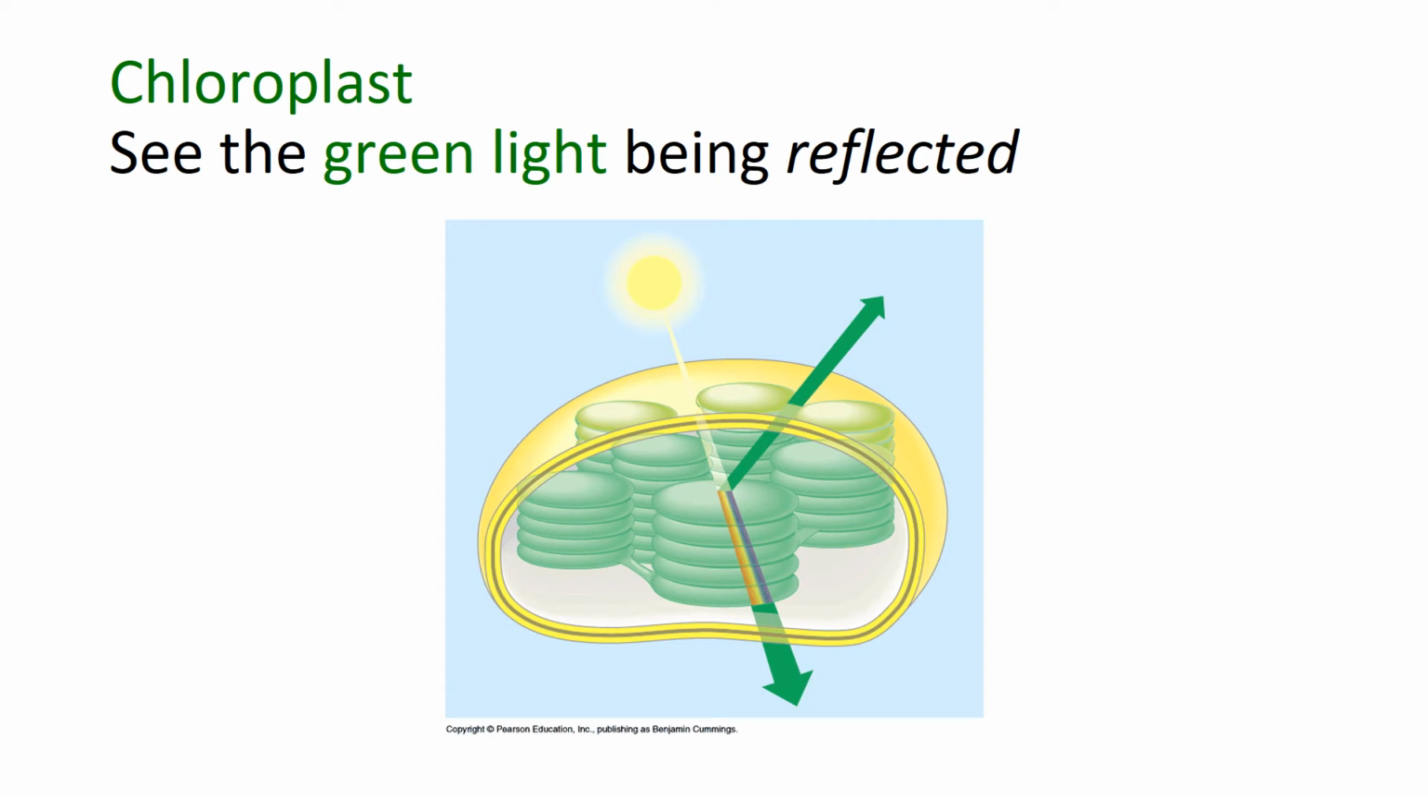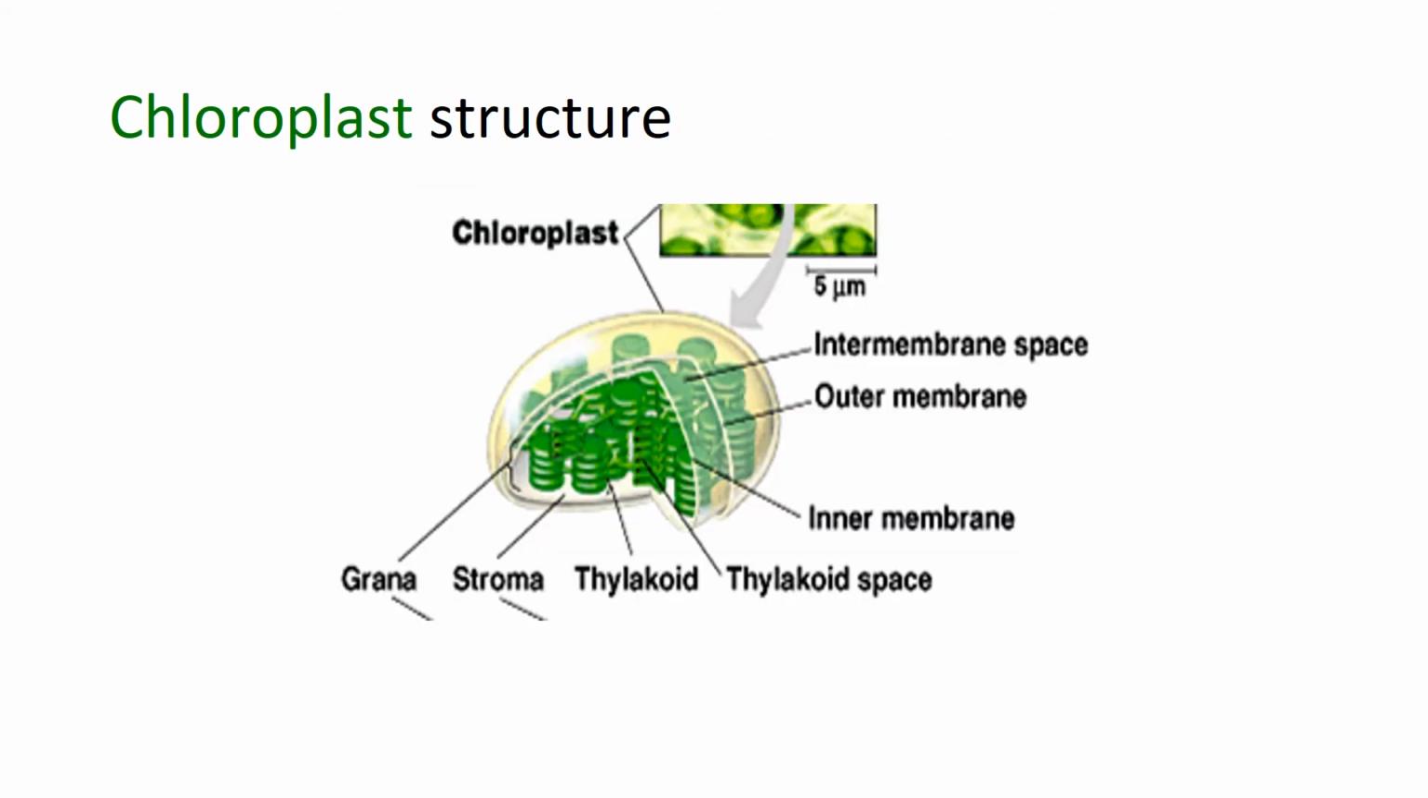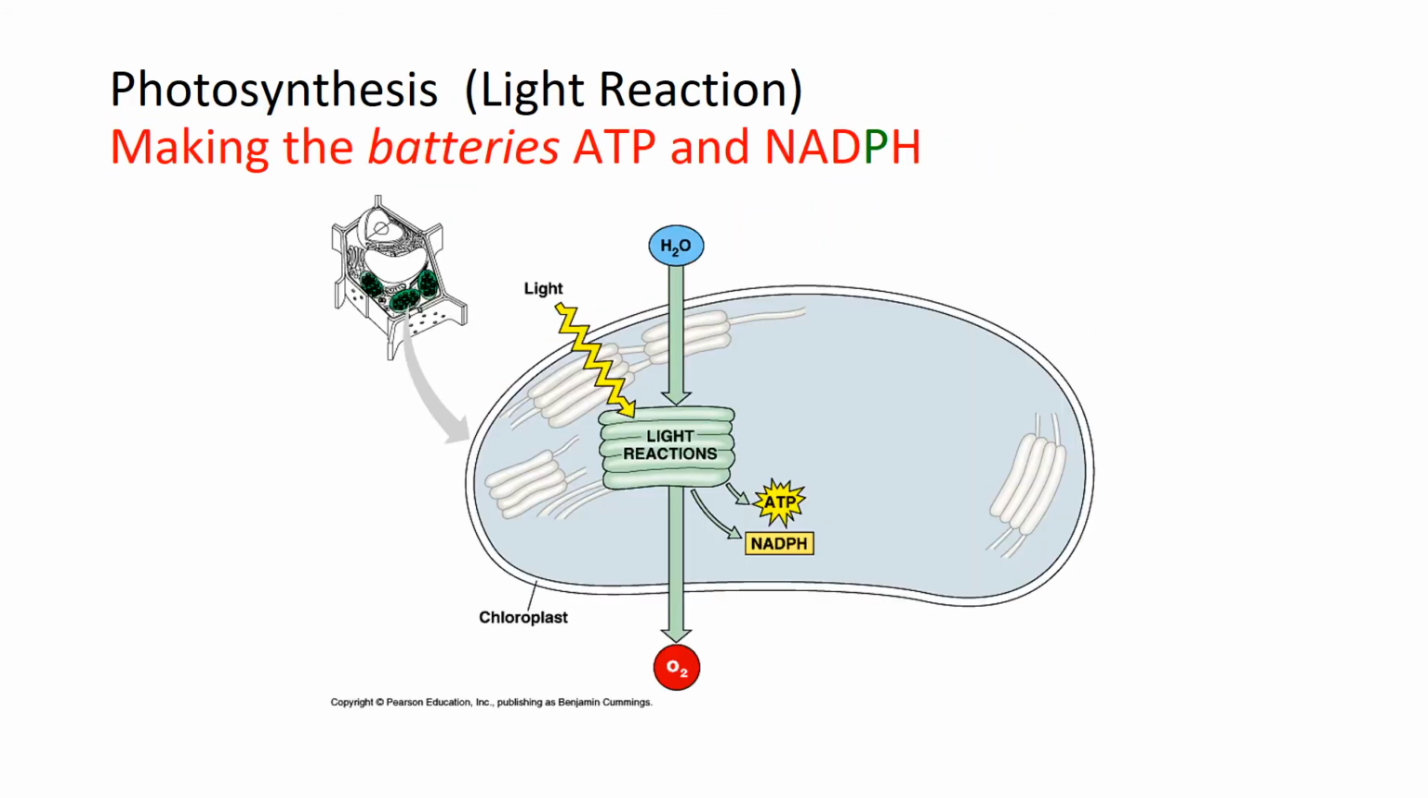Again, chloroplasts are green because green is the light being reflected, whereas all the other wavelengths of light are being absorbed. Okay, and as we went through the Amoeba Sisters video, photosynthesis is divided into two major reactions.